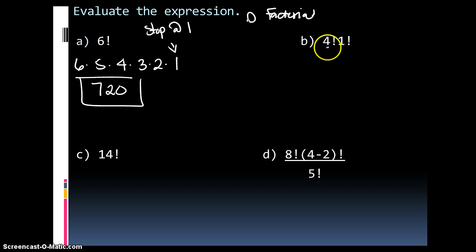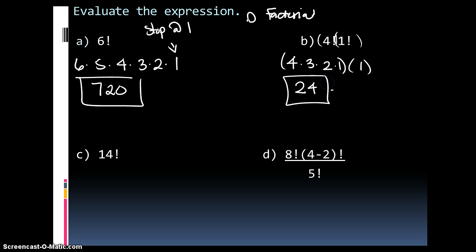Same thing happens here. I would multiply these separately. So 4 factorial is 4 times 3 times 2 times 1. And 1 factorial is just 1, and then that's it. So 4 times 3 is 12, times 2 is 24, times 1 is just 24. Now you're going to get irritated with that after a while, because when you look at 14 factorial, that's kind of whack, because it's a lot to have to do.